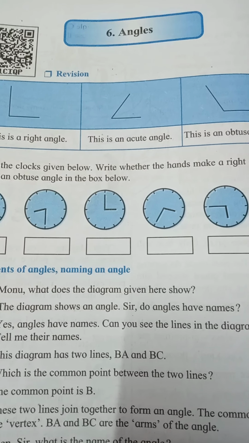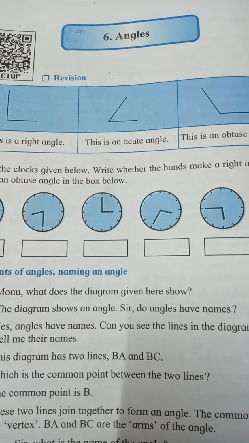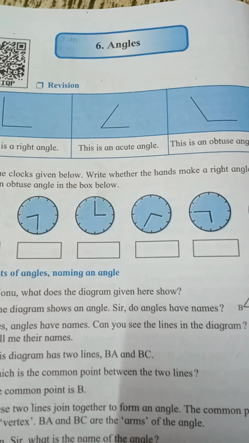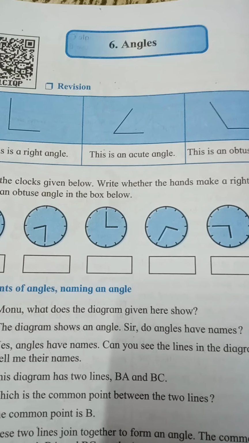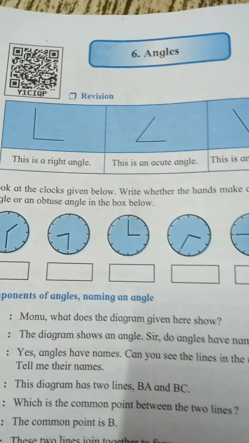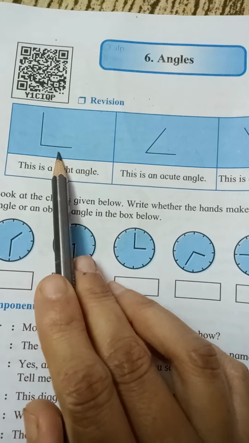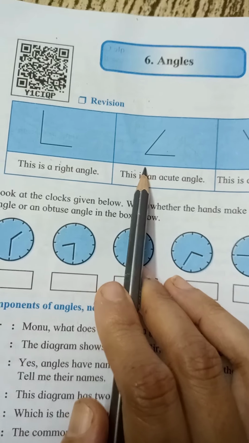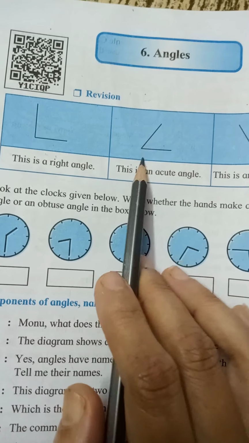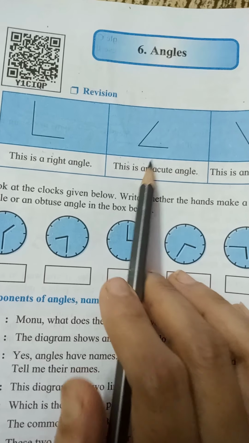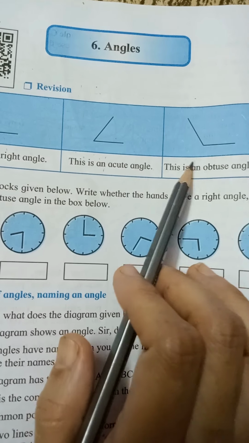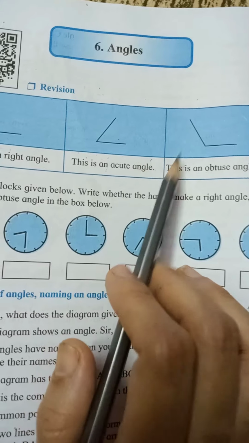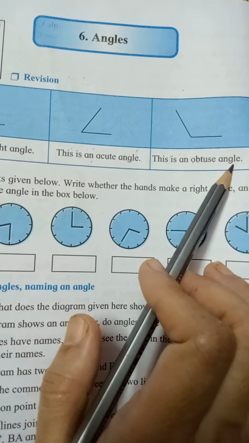So students, you all know about the angles. What are the angles? Right angle, acute angle, and obtuse angle. What is a right angle? The angle which is 90 degrees is called a right angle. What is an acute angle? The angle which is less than 90 degrees is called an acute angle. And what is an obtuse angle? The angle which is more than 90 degrees is called an obtuse angle.